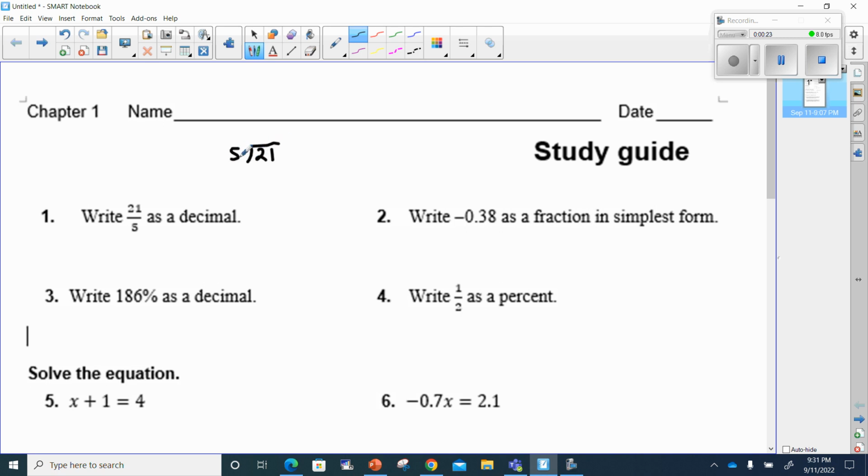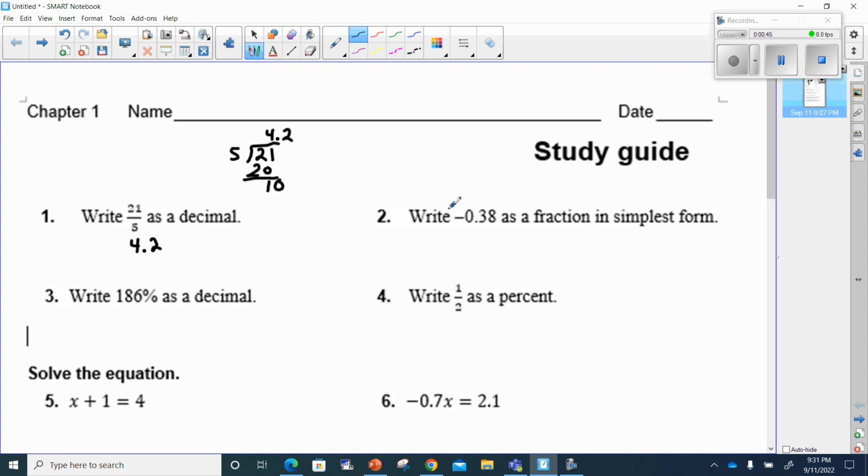We know 5 goes into 21 4 times, because 4 times 5 is 20, leaving us one left over. Our decimal is here, so when we put a 0 here, we know 5 goes into 10 2 times. Our decimal has to be 4.2.